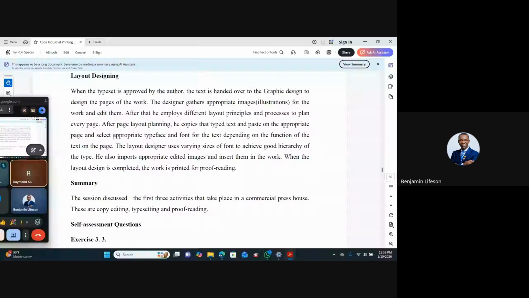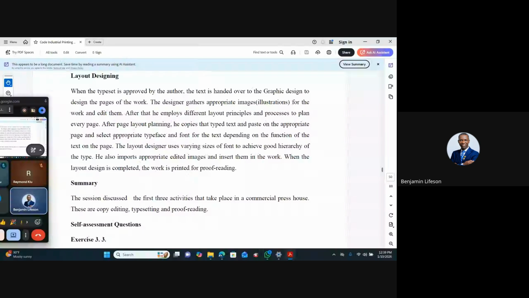Okay. So the next stage of the pre-press activities that go on in the printing industry is the layout design. Layout designing. What is layout first? Layout simply means a plan. So layout designing means what? How to plan your design. Simply, how to plan your design.